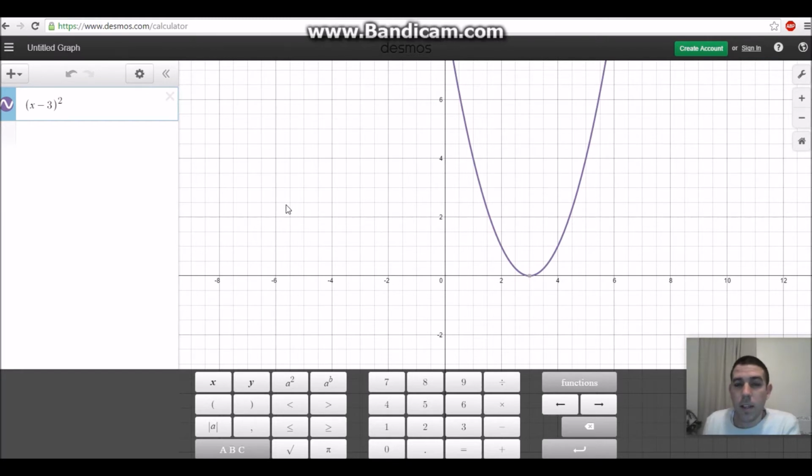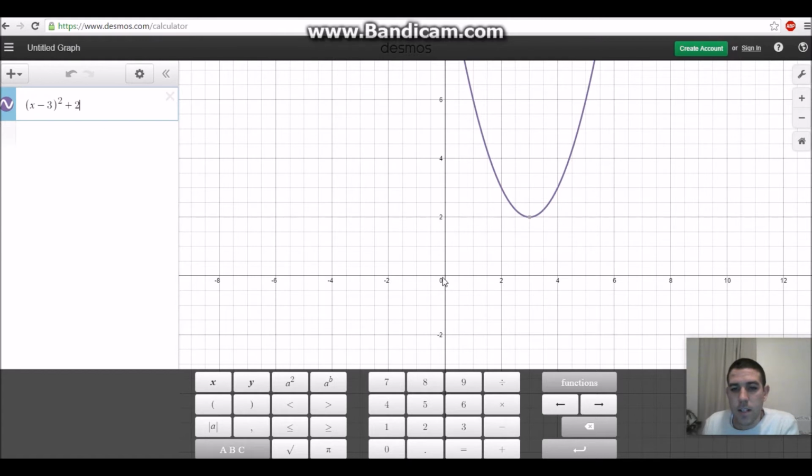Now what's cool is I can put them together. I can have a horizontal translation of 3, and on the outside maybe a plus 2, and look at that, the vertex moved over 3 and up 2. And that makes sense because look at the equation, it's in vertex form. You all could have told me earlier that this was a vertex of positive 3, positive 2, and it is positive 3, positive 2. There's our vertex. So these are the two things that move our vertex, translations.